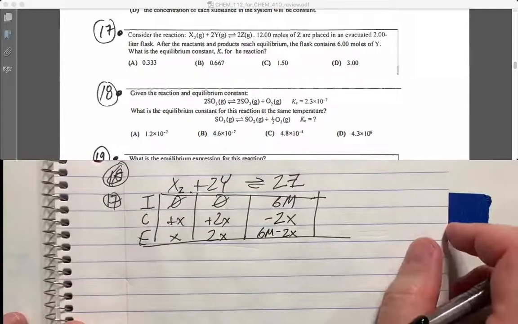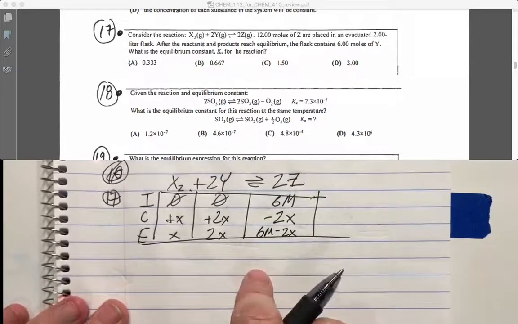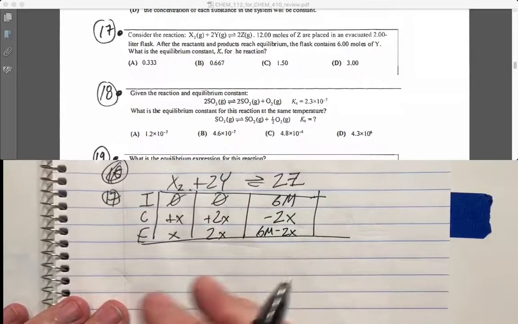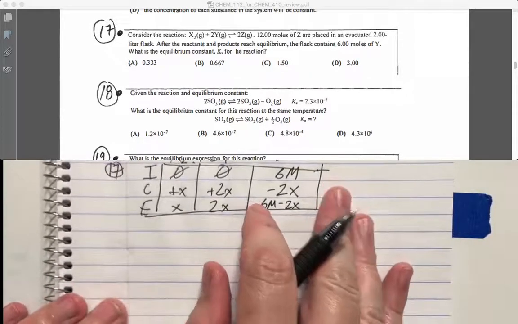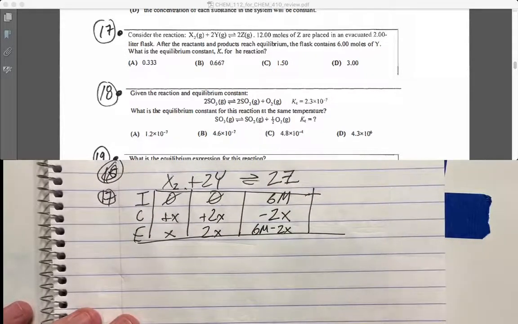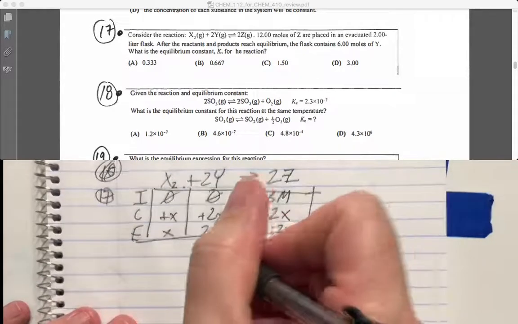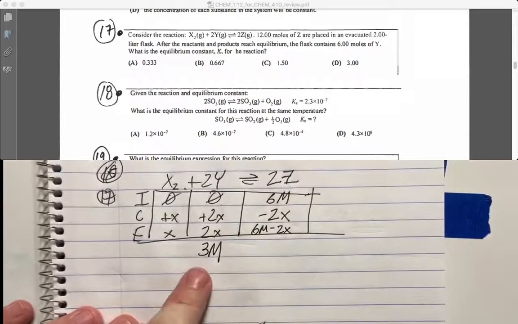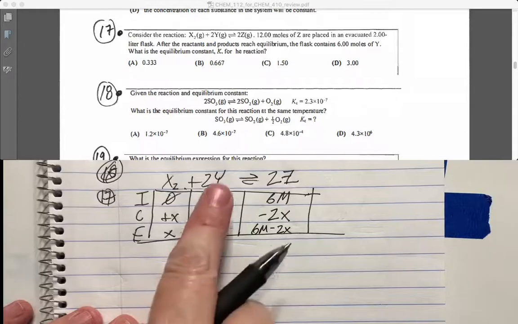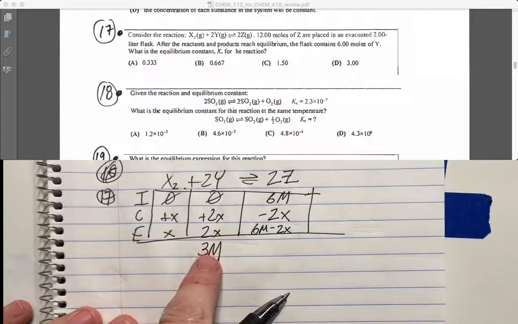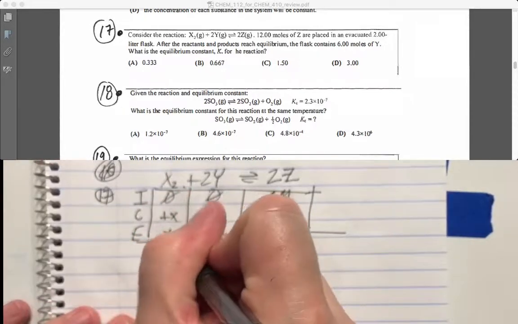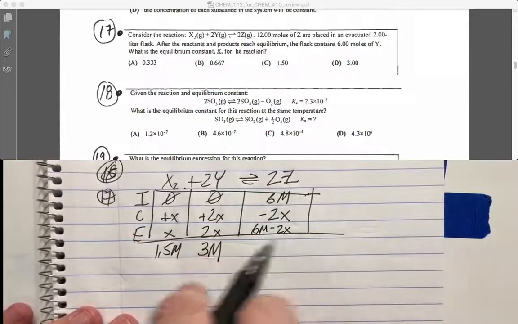Well, we would have a really long way to go here if we needed to set this up, we'd need to solve a quadratic equation. That's a lot of work and a lot of places to make mistakes. And so I'm happy to report that, in fact, this gives us more information. It tells us at equilibrium, there's 6 moles of Y. That 6 moles of Y occupies the 2-liter flask. So at equilibrium, we have 3 molar concentration of Y. Okay, so 2x is equal to 3 molar. That would mean x was equal to 1.5 molar. So it's half of it.